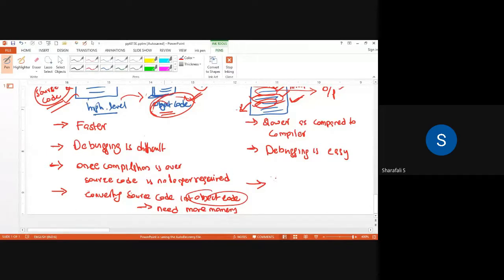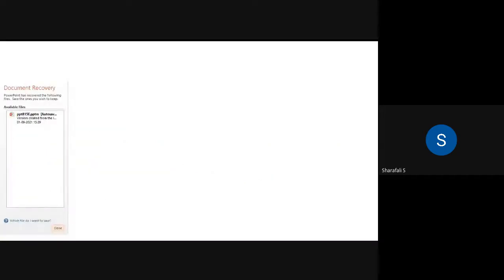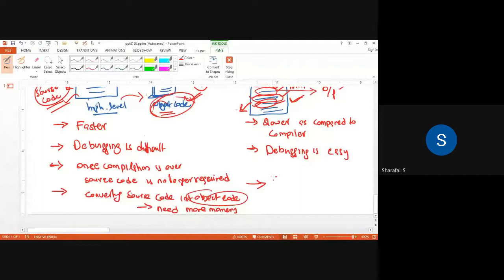But here direct output is taken. The interpreter will directly give the output. So no object code is formed. It directly gives the output and no object code, which implies less memory, because we do not require any memory for the object code when you are using the interpreter.